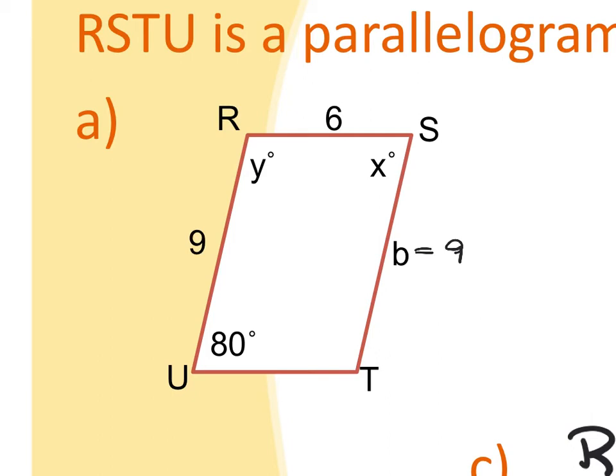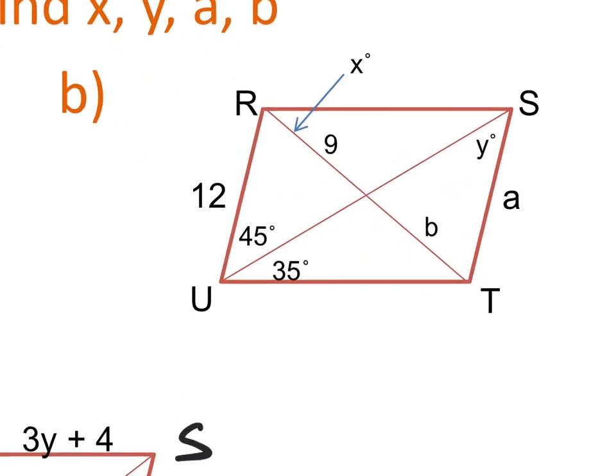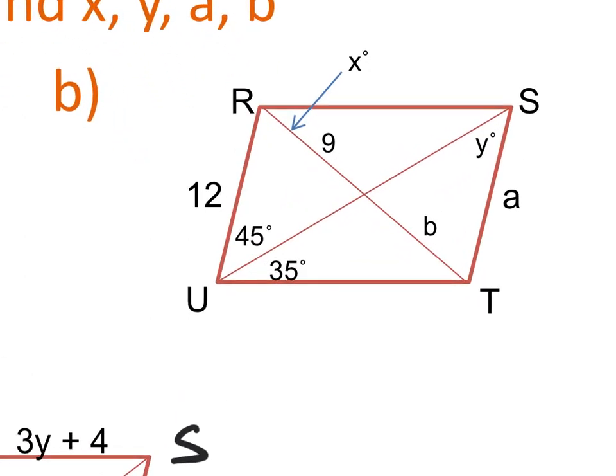Good. Opposite angles are congruent, so this and this. Now, what's the relationship between the 80 and the Y? What kind of angles? Supplements. Good. So how much would Y be? Beautiful. Pretty good? All right. Let's try B. This one's a little more complicated. All right. How much is A?